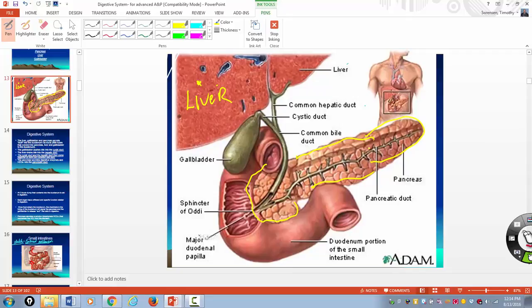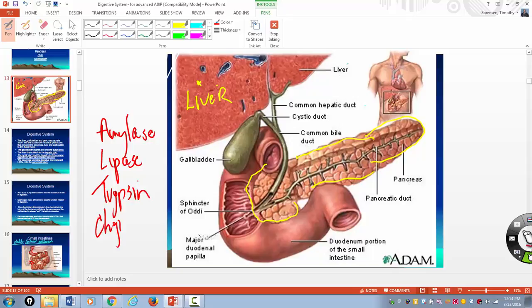The pancreas has both endocrine and exocrine functions. So the endocrine portion of it, it's going to release insulin and glucagon in terms of maintaining blood sugar, but it's also intimately involved in digestion because it will release digestive enzymes: pancreatic amylase, which digests carbs, pancreatic lipase, which digests fat, trypsin, and chymotrypsin that digest protein, and then nucleases that digest DNA.